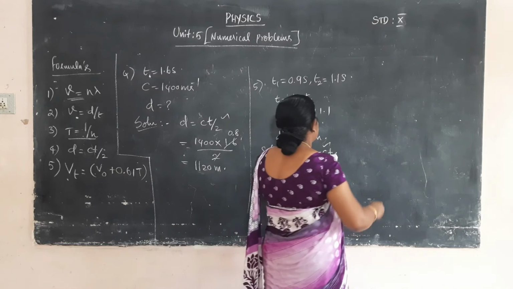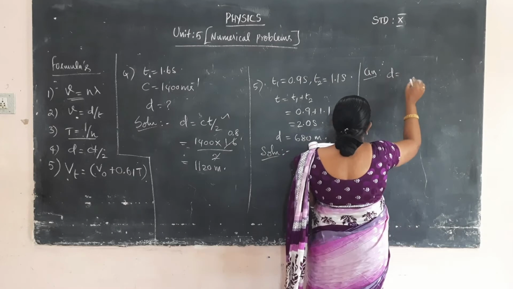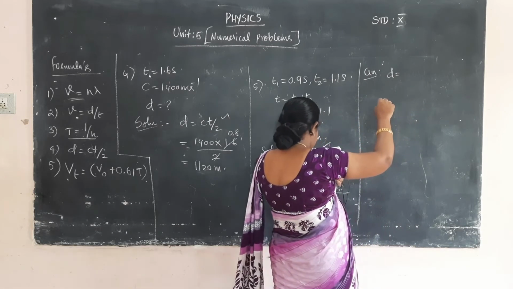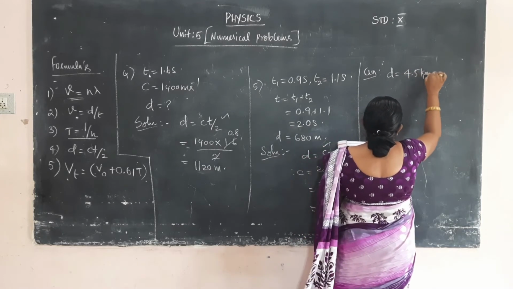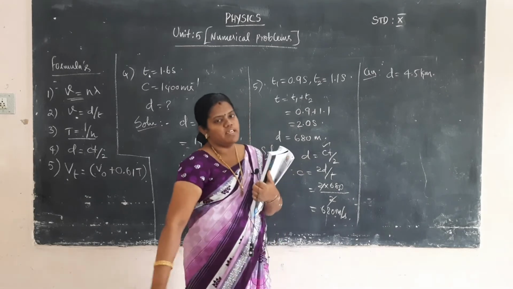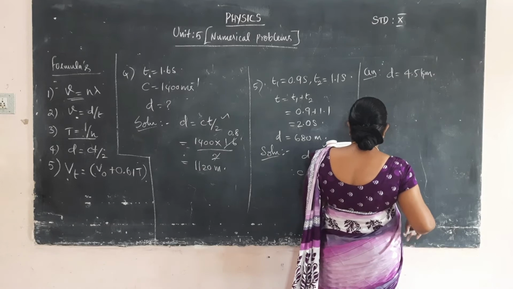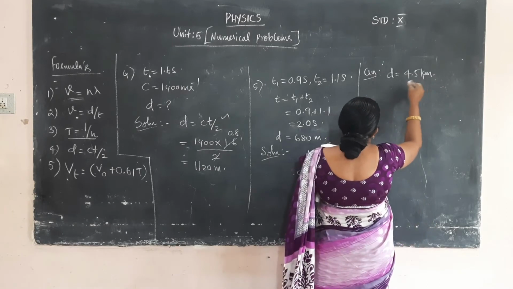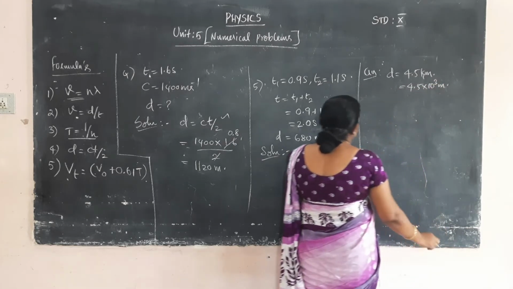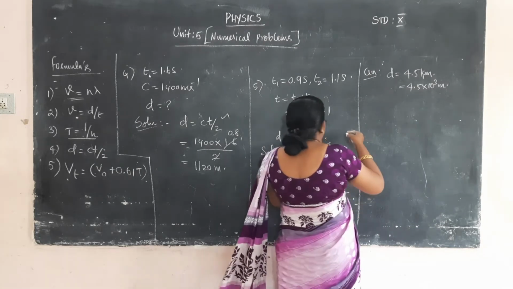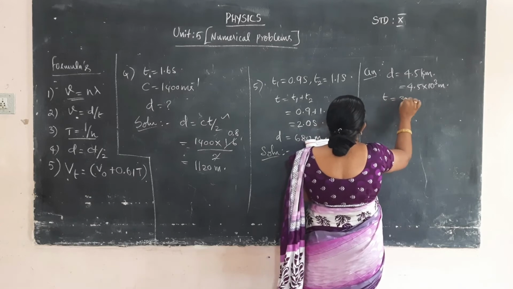So what are the given values? The distance D is equal to 4.5 kilometer. The kilometer is converted into meter, so 4.5 kilometer is 4.5 into 10 cube meter, since kilo is equal to 10 power 3. Then the time is equal to 3 seconds.